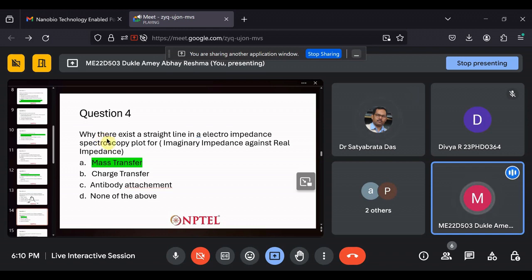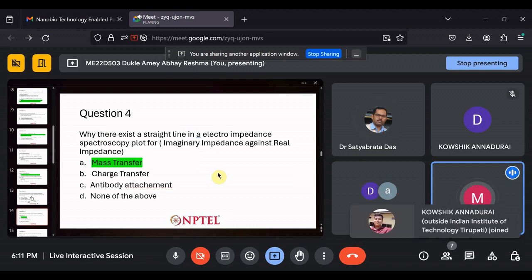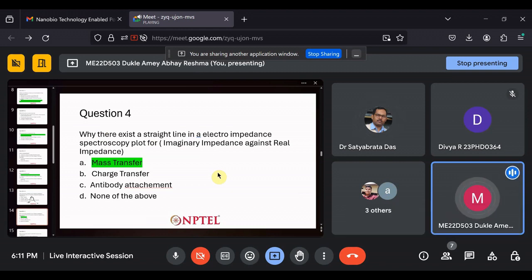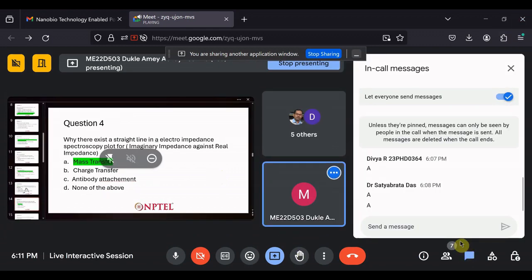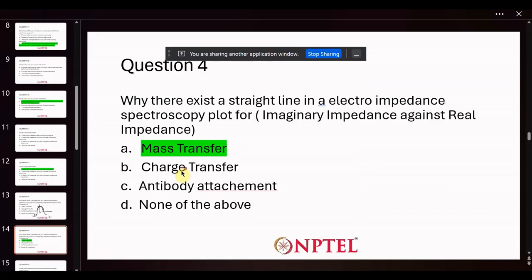When you do that, there will be some amount of charge particles moving from one electrode to another. So that mass transfer actually happens first, and then the charge transfer happens. So first there is a mass transfer, and then there is charge transfer. So inertia is offered to that reaction due to the mass transfer. You can imagine it that way. So the answer is mass transfer.